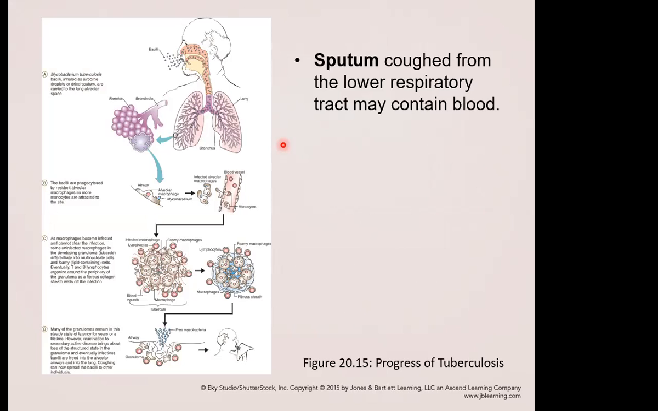So this bacterium is going to get deep into the lower respiratory tract. You're going to mount an immune response against it, and some of these cells can die, so you might end up coughing up some blood. You'll see kind of like a rusty or reddish color in your sputum that comes up.